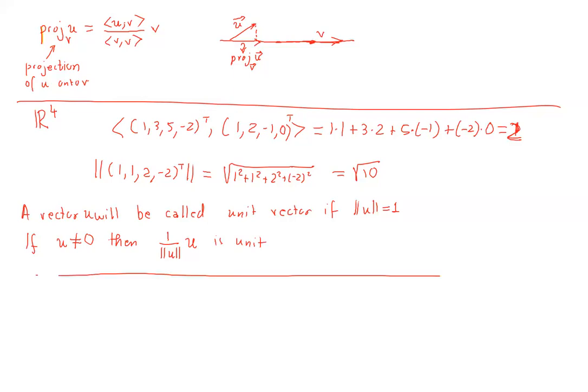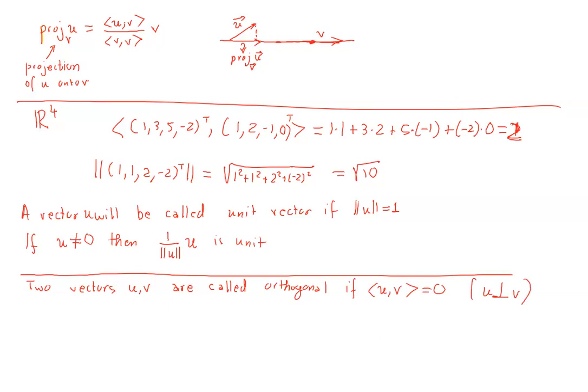Two vectors u, v are called orthogonal if their inner product is equal to zero. Sometimes we write u is orthogonal to v. The truth is that if you have an inner product, you can actually do all kinds of geometry. You can define the angle between two vectors. Somebody might ask how. Well, the cosine of the angle is simply the inner product between the two vectors divided by the product of the norms.